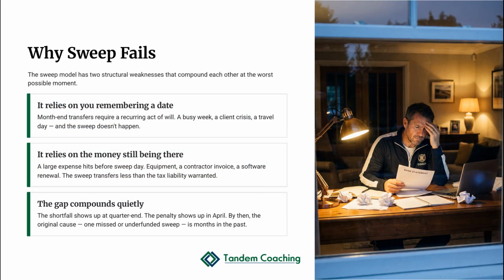The sweep model fails predictably and in the same shape every time. A large expense hits before sweep day: quarterly software billing, an estimated payment, a contractor invoice. Operating balance is now lower than expected. Sweep day arrives. You transfer a smaller percentage than the math called for, and you tell yourself you'll catch up next month. The gap shows up at quarter end when the estimated payment is due and the reserve is short by $1,200. You cover it from operating, pay on time, no penalty. But you have just used operating cash that was earmarked for next month's expenses, and the cascade has started.